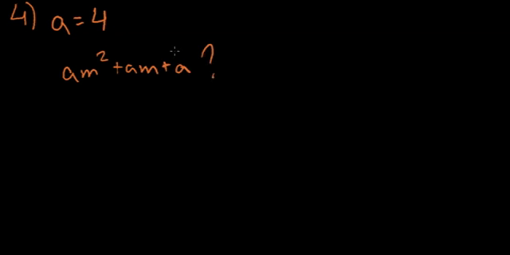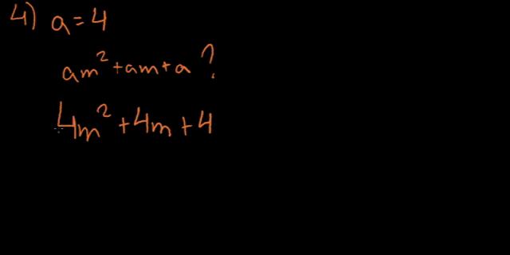So let's just substitute the 4 in for each A. So 4m squared plus 4m plus 4. And from the answer choices I can see it doesn't look like mine. So let's try and factor out the 4.